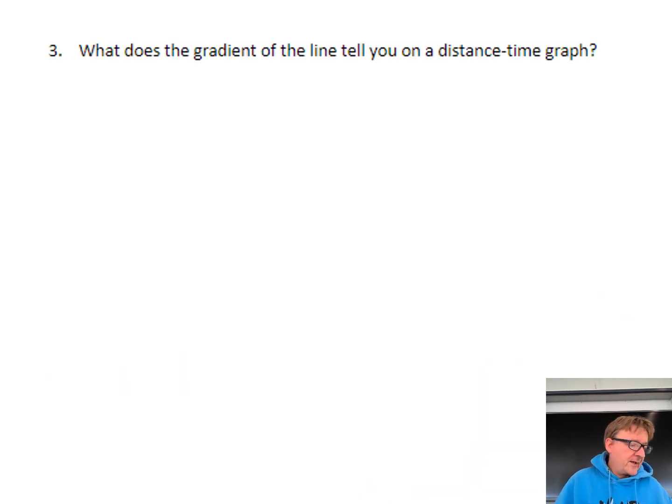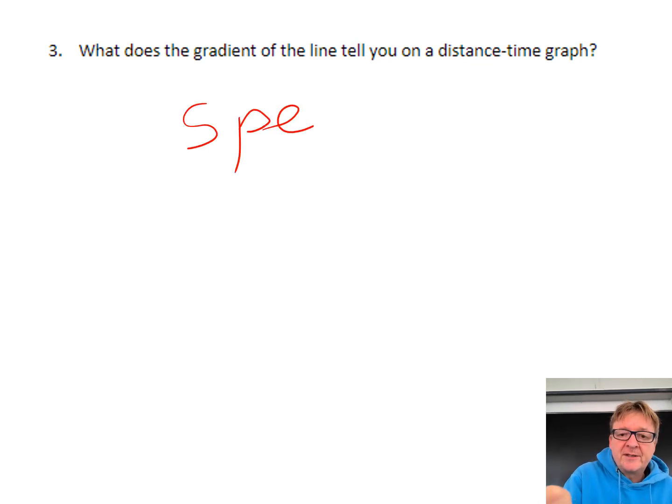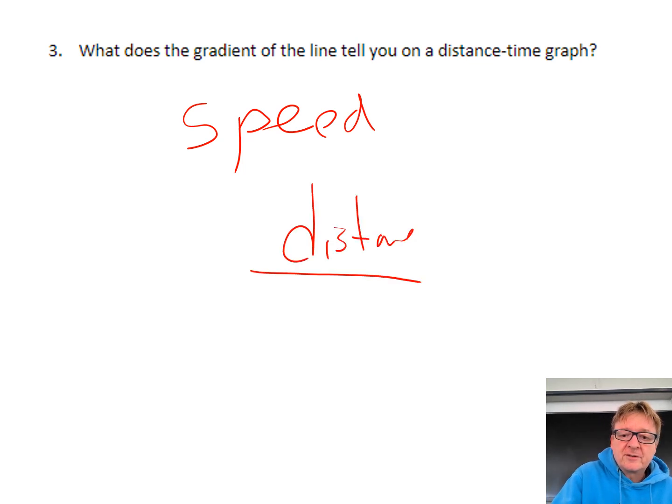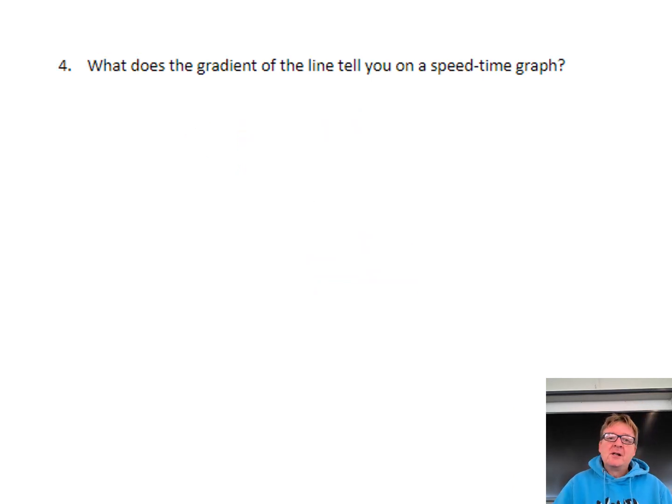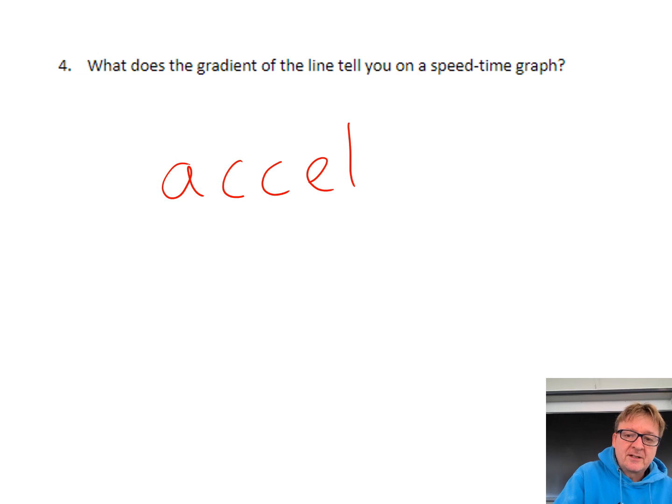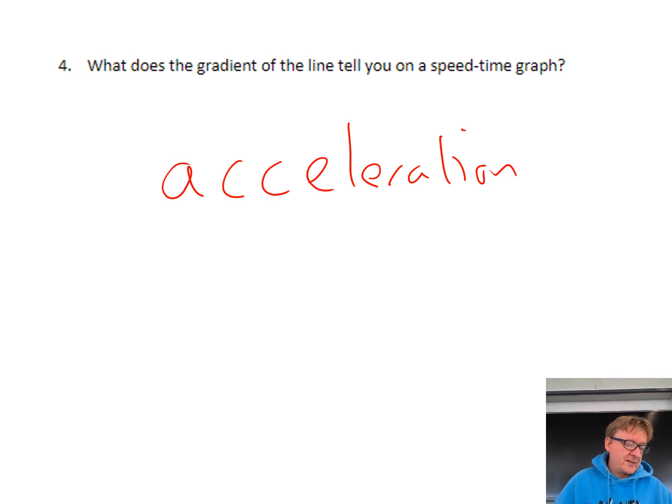Now, thinking about that graph again, right? What does the gradient of the line tell you on a distance time graph? It is your speed. And you use that by doing distance travelled over time. What does the gradient of the line tell you on a speed time graph? Okay, now that's going to be a little bit confusing because we haven't actually talked about it yet. Acceleration, right? And I'll come back to that in a minute, but that's kind of the answer to that section.